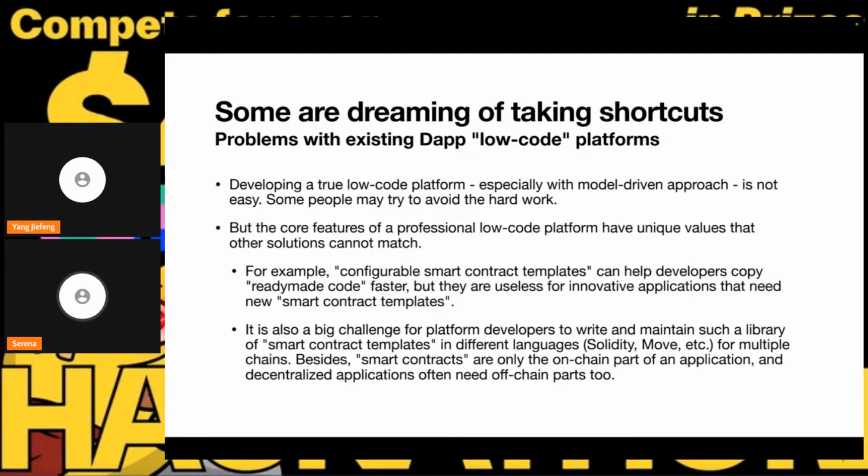So let's talk about the issues of current low-code, or quote unquote smart contract templates, for dApps. There are a lot of configurable smart contract templates out there, but none of them are actually what dddappp is doing. The templates allow developers to use pre-written code quickly, but they don't help when you need to create something new and innovative.